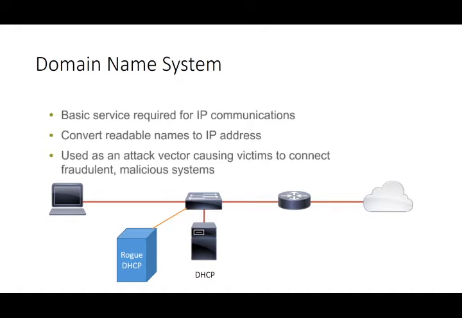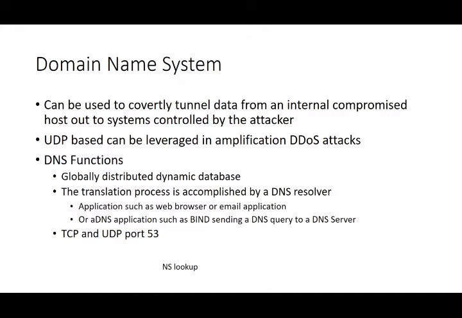So we want to make sure that we understand DNS and that we are not going to be used as an attack vector. Another way DNS is used is to covertly tunnel data from an internet host that has been compromised to a system that is controlled by an attacker on the outside of an organization. So another reason for us to understand DNS, how it properly should function, and make sure that we are able to identify UDP-based attacks that use DNS. DNS can also be leveraged as an amplification DDoS attack, pretty nasty.